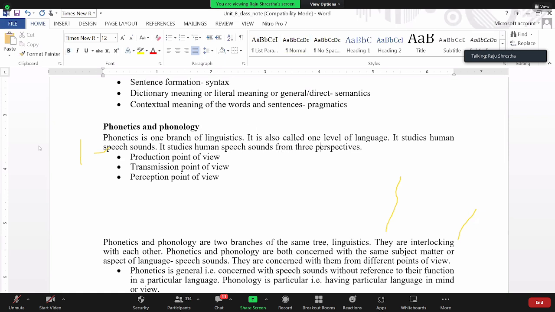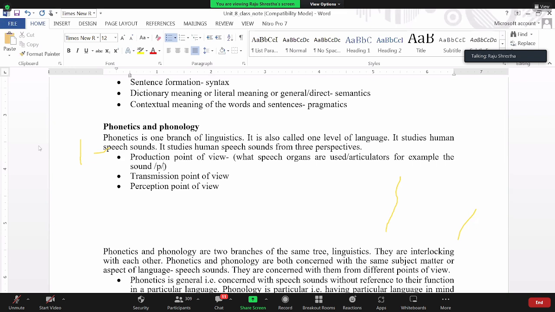The production point of view: what speech organs are used. We have different articulators, we have speech organs. What kind of articulators or organs of speech are used to produce particular sounds? For example, the sound pa: which organs of speech are involved in producing it?